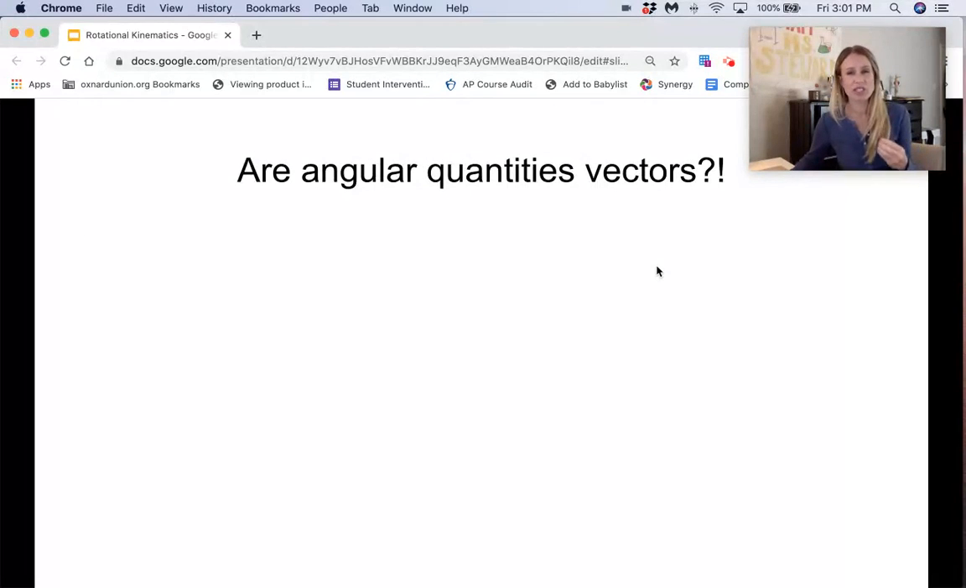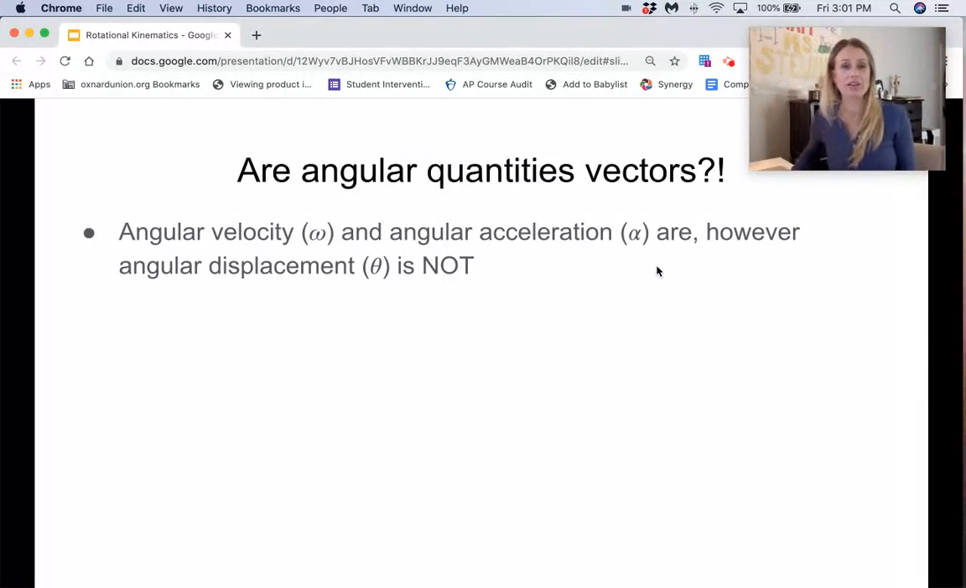Now, a big question here is whether or not angular quantities are vectors. So some of them are, one of them isn't. Both angular velocity, which is omega, and angular acceleration, which is alpha, are vectors. However, our angular displacement, which is our theta, is not a vector. And there's a reason for that, and I'll talk about that in a second.